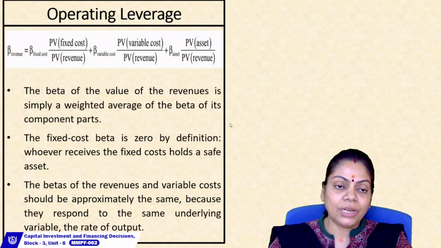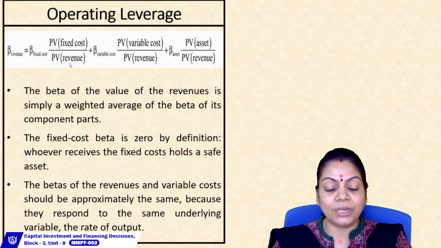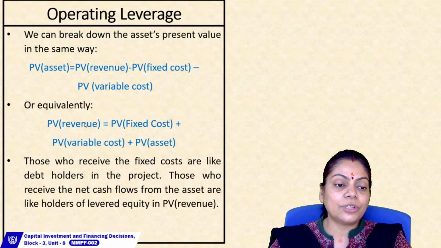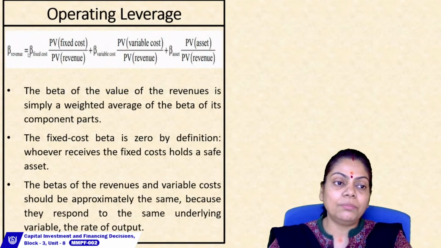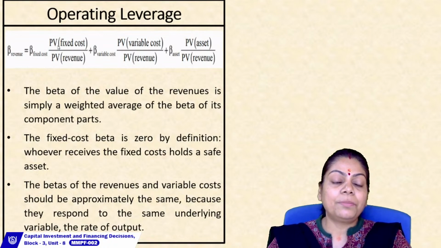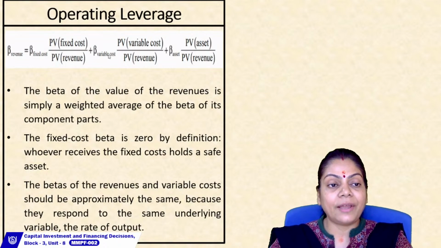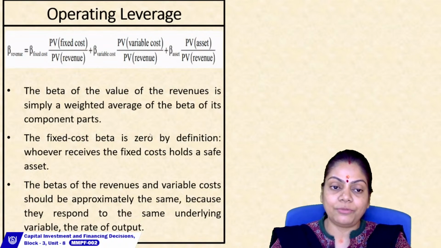Now, when we talk in terms of beta, when we talk about this operating leverage, I can put the beta values in this equation. The beta of revenue is equal to the beta of fixed cost times the present value of fixed cost divided by the present value of revenue. I'm talking about the weighted average beta now. Plus the beta of the variable cost times again the present value of variable cost by revenue, plus the beta of the asset times the present value of the asset by the present value of revenue.